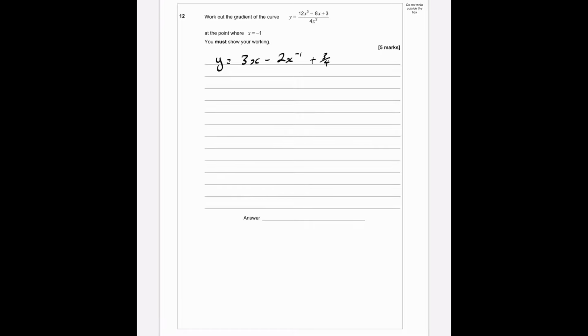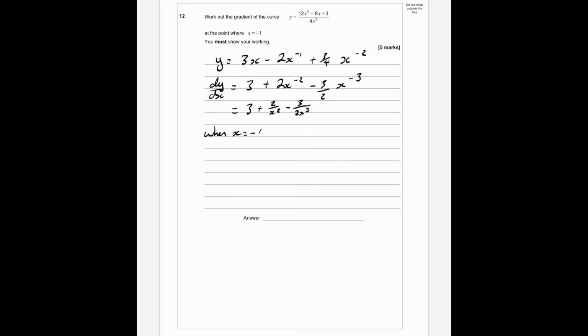Question 12. First thing I'm going to do is rewrite the equation in the form of something that's easy to differentiate. So 3x minus 2x to the minus 1 plus 3/4 x to the minus 2 multiplied by the power, subtract 1 from the power. Just be a little bit careful when subtracting 1 from a negative number. And then I'm going to rewrite that as fractions. So 2x to the minus 2 is the same as 2 over x squared, and minus 3 over 2x to the minus 3 is the same as minus 3 over 2x cubed.